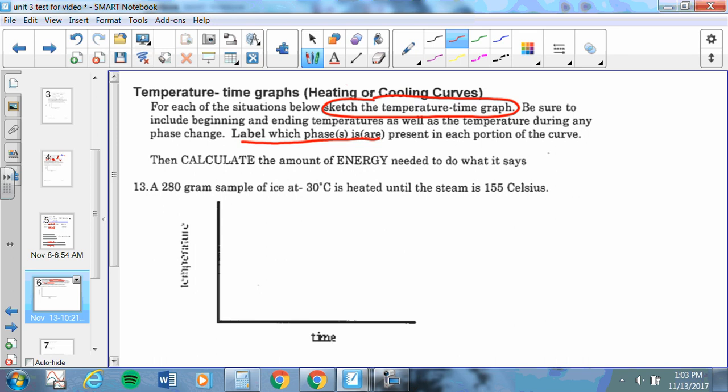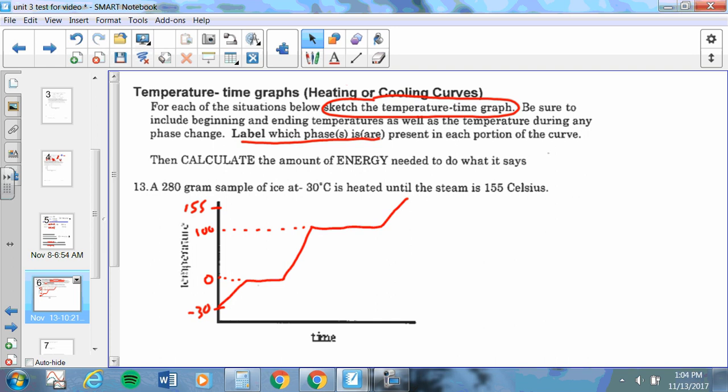So what might that look like on this one? A 280 gram sample of ice at negative 30. So I'm going to need a negative 30 over here. It's going to heat it to steam up to 155. I'm supposed to understand that that's going to raise in temp as we heat it until it gets to 0. And I'm going to draw a plateau where it changes phase. Then it's going to raise in temp again until it gets to 100. And then it's going to plateau, and then it's going to raise up to 155. I don't need those to be fully to scale. I can just see that there are 1, 2, 3, 4, 5 sections.